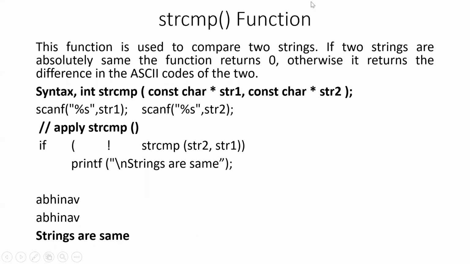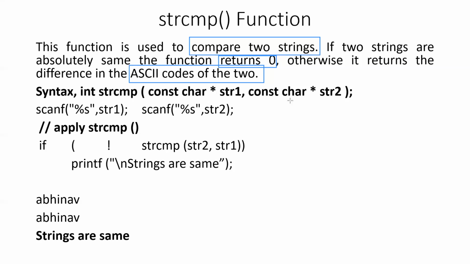The next string library function is called string compare, strcmp. This function is basically used to compare the content of the two strings. If the two strings are the same, then the function will return 0, because there is no difference between the two strings. Otherwise, it will return the difference in the ASCII codes of the two. If the first string is greater than the second string, then a positive value will be returned. Otherwise, a negative value will be returned.